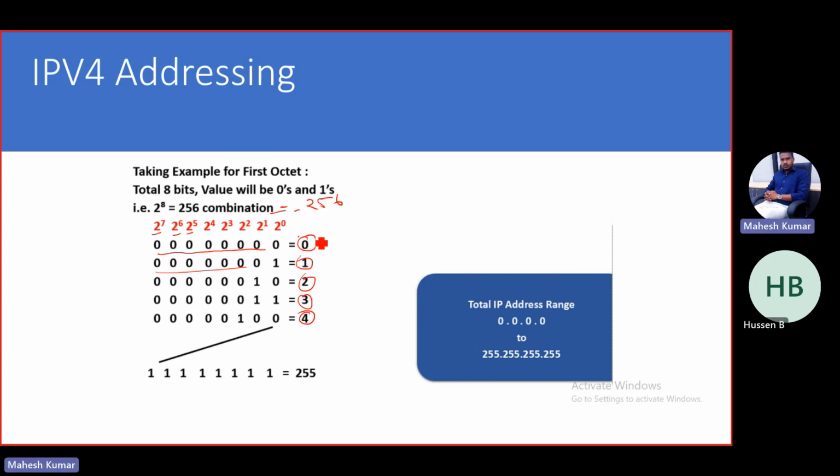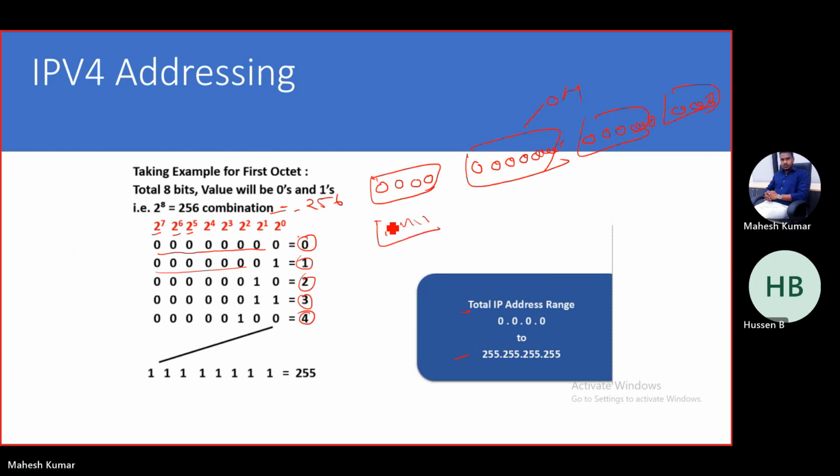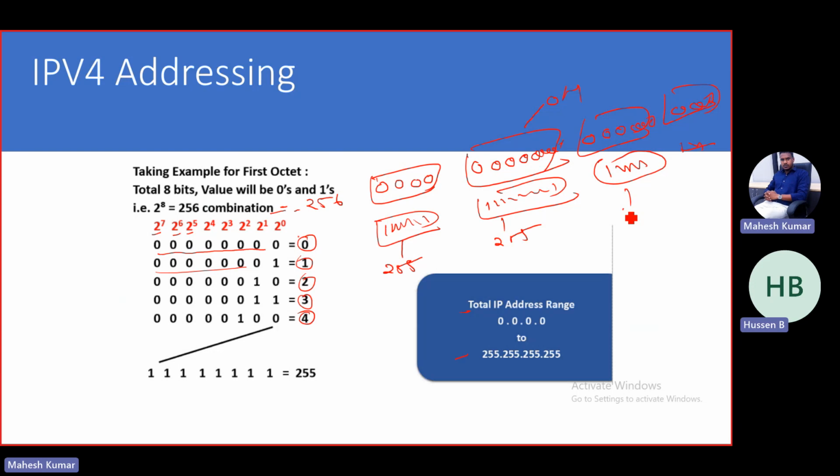This is from the total IP address range. Suppose all the bits are using a zero, all zeros, which means all the bits are off. If you are using all the bits as a one, 8 bits, 8 bits, 8 bits, 8 bits, then the value will be 255 in decimal. So the minimum is 0, the maximum is 255.